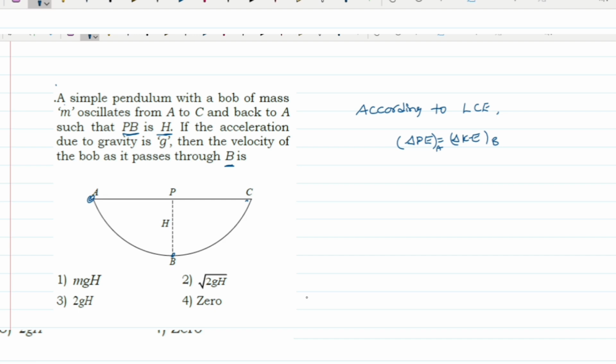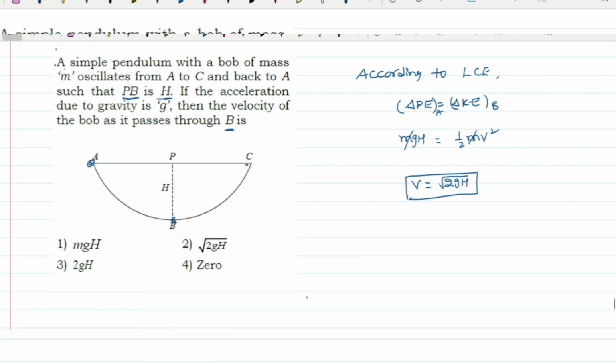Potential energy at point A is mgh, taking h as the height, and kinetic energy at point B is half mv squared. The m gets cancelled, then v equals the square root of 2gh. So this is the velocity at point B. Let us see the next question.